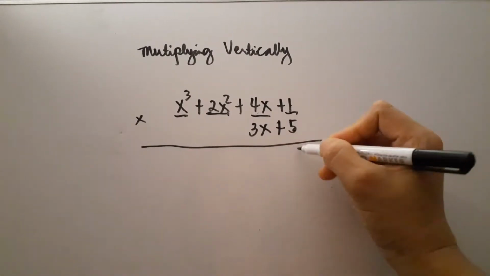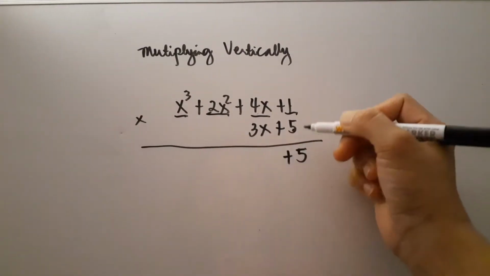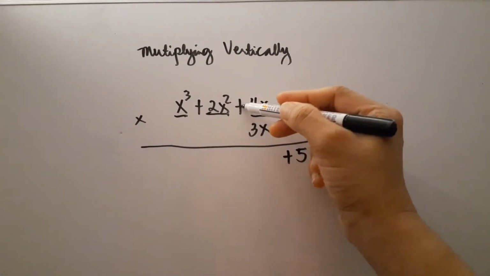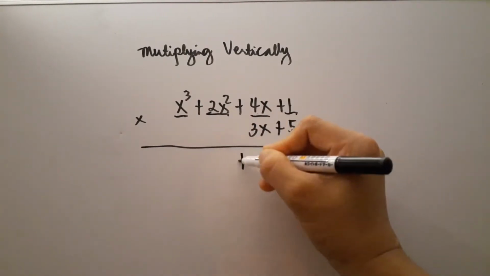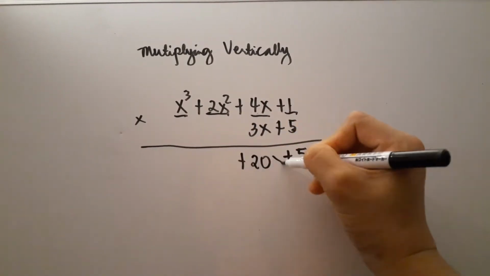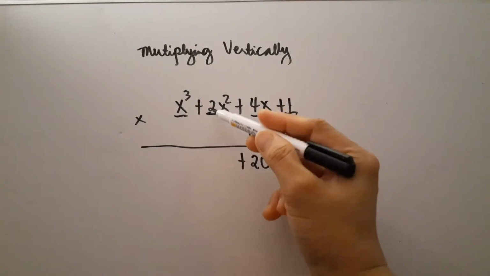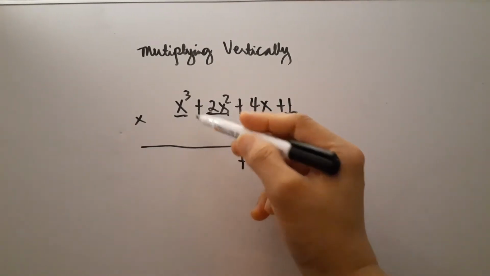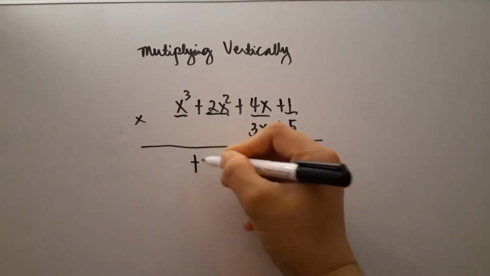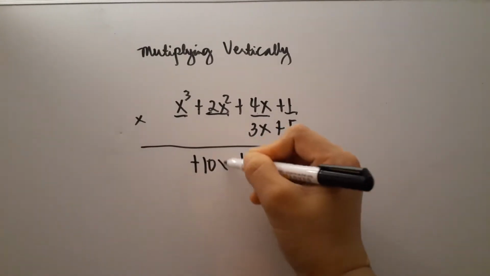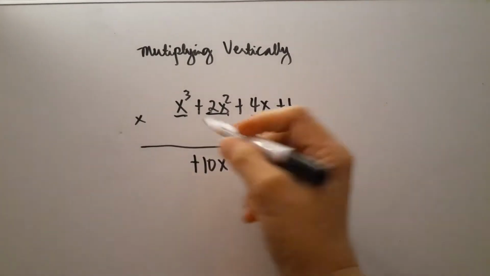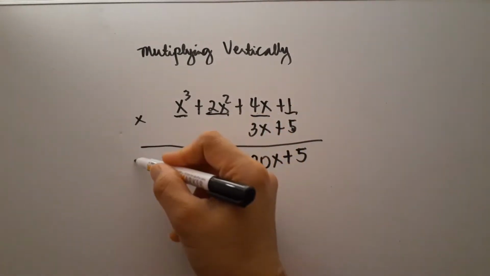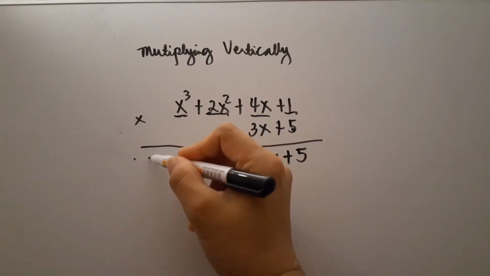Let's see, 5 times 1 becomes 5, then 5 times 4x becomes 20x. 5 times 2x squared becomes 10x squared. Then 5 times x cubed becomes 5x cubed.